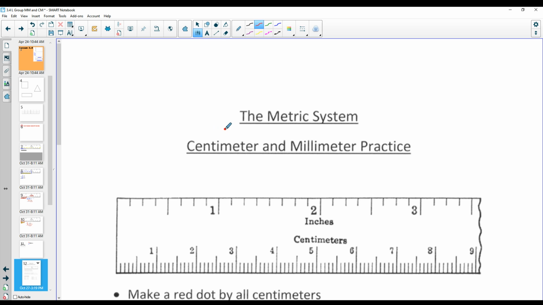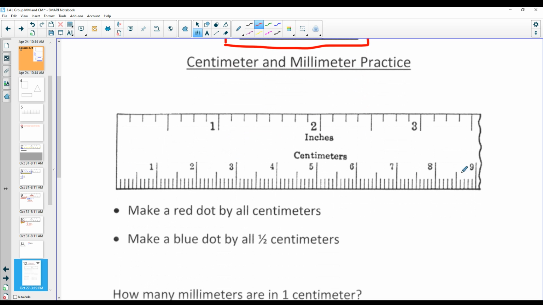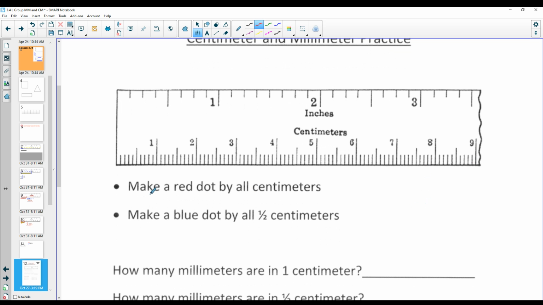We're looking for the metric system. Remember, that's what some of the world uses except the United States. And we're just looking down here at the centimeters. It says make a red dot by all the centimeters. Oh, I already have red on. Where's the centimeters? Yes, here. Dots by all of the centimeters. Here are all the centimeters.